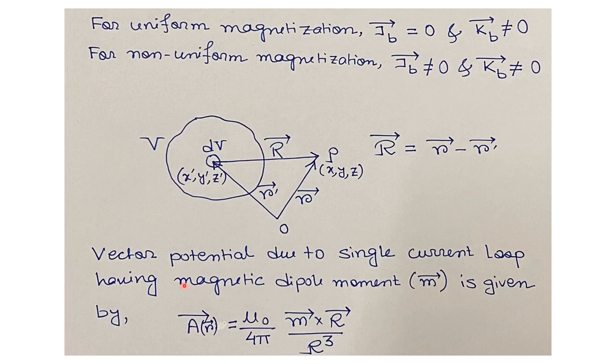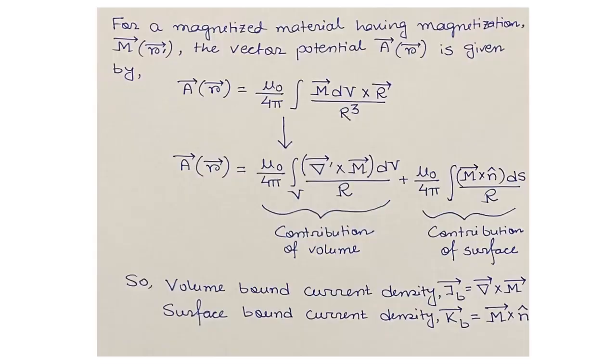Now we know the vector potential due to a single current loop having magnetic dipole moment m is given by mu naught by 4 pi, m cross r by r cubed. Now for a magnetized material having magnetization M, the vector potential A is given by mu naught by 4 pi, integration over M dV cross product with R by R cubed.